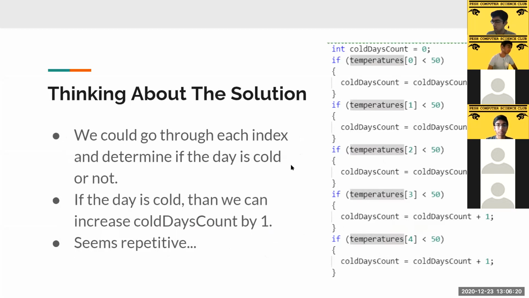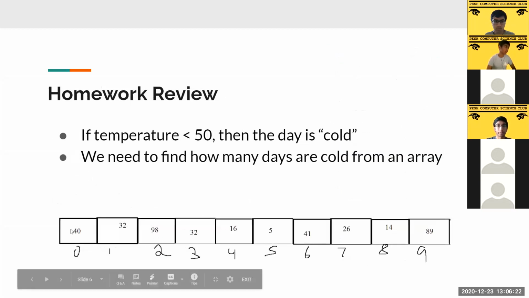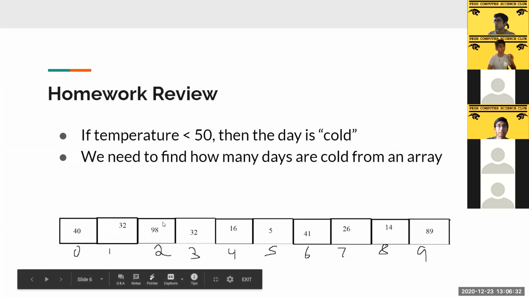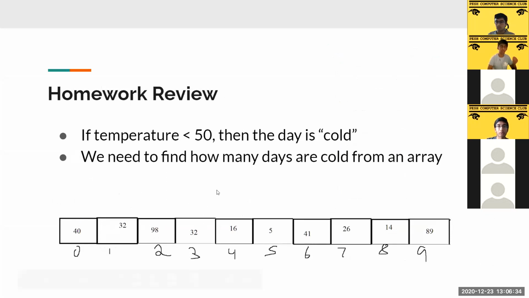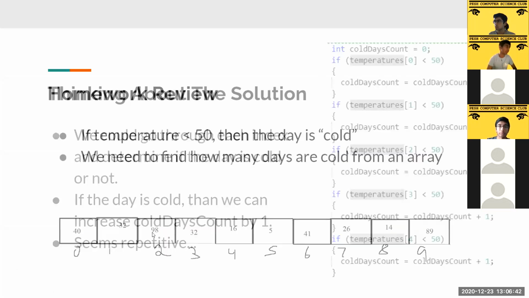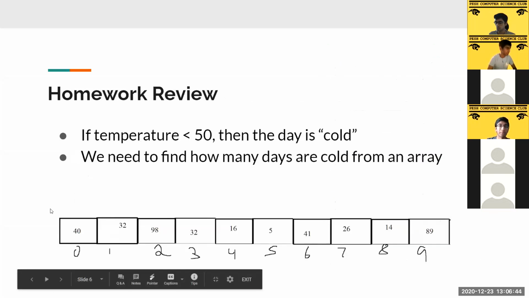So what we could do is go through every single index. First we would check if the temperature array at index 0 is cold, then index 1, then index 2, then index 3, then index 4. We're going to keep doing that and so forth, okay? And we can determine if the day is cold or not. Let's go through this example ourselves.